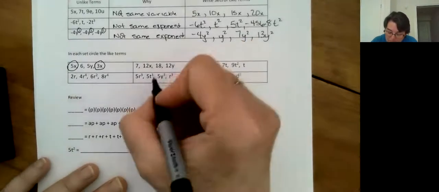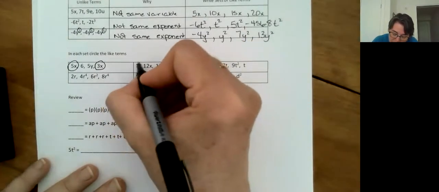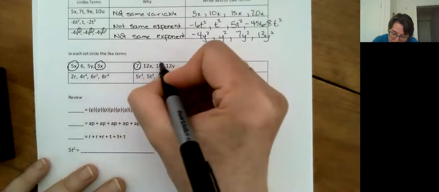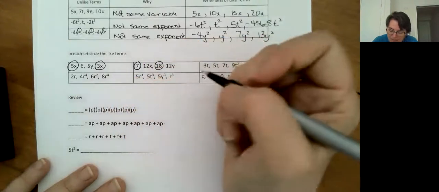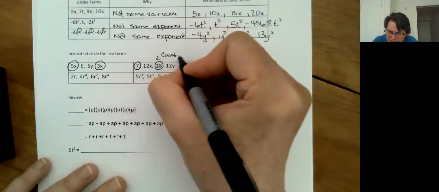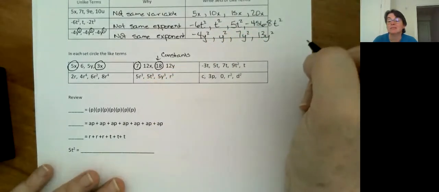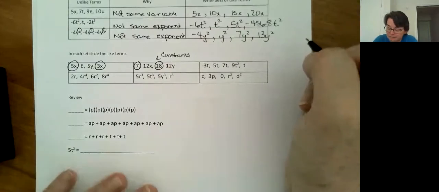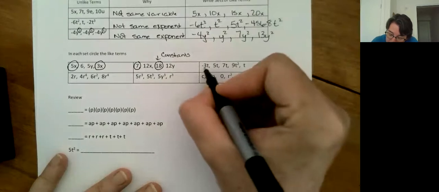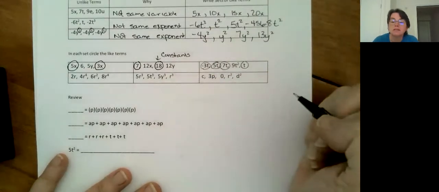All right, next one. Sneaky. I'm not even sure I did this right, but I'm going to say that that's a like term, and that's a like term. Those are really constants, which is a fancy word for just a number without a variable on it. It's called a constant because it's the same value every day, whereas if you put a letter there, it can change from day to day. All right, let's see. There's a T, there's another T. Oh, there's more, there's lots of T's there. Those are all like terms.